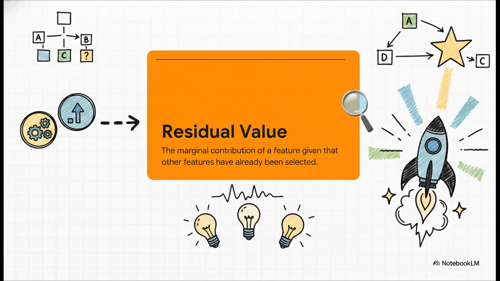You can think of it as the extra value, the marginal contribution a feature brings to the table. But, and this is the key part, given the features you've already picked. A feature might look totally useless by itself, but when you pair it with another one, it could suddenly unlock a ton of predictive power. It's exactly these kinds of synergistic relationships that those naive single-shot selection methods just can't see.